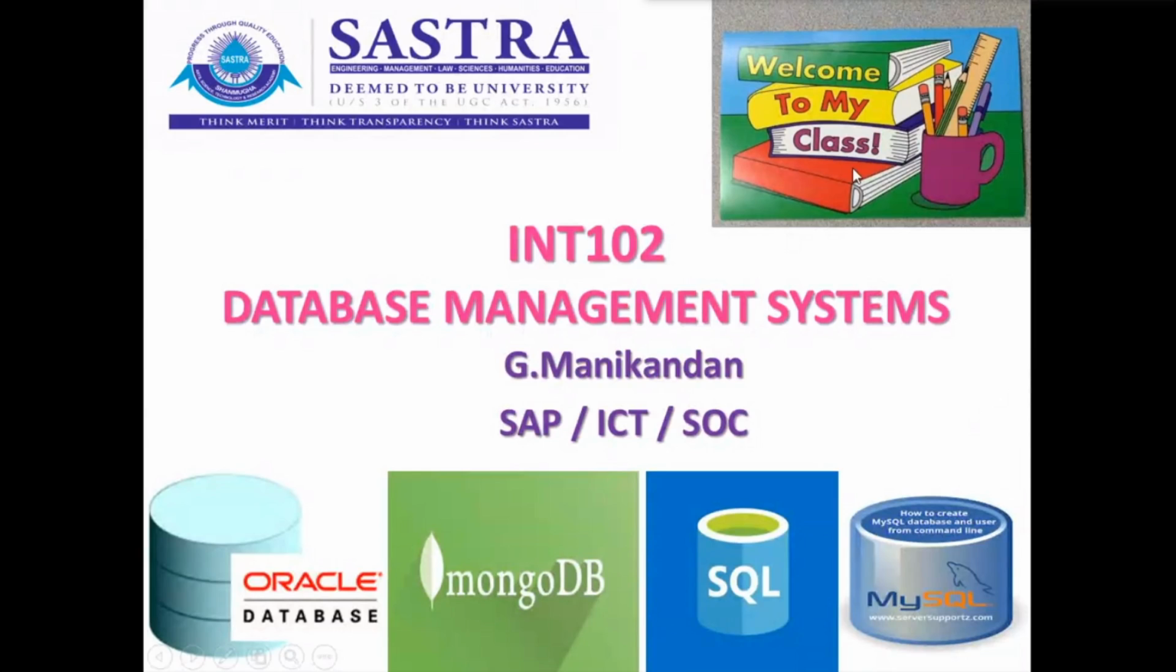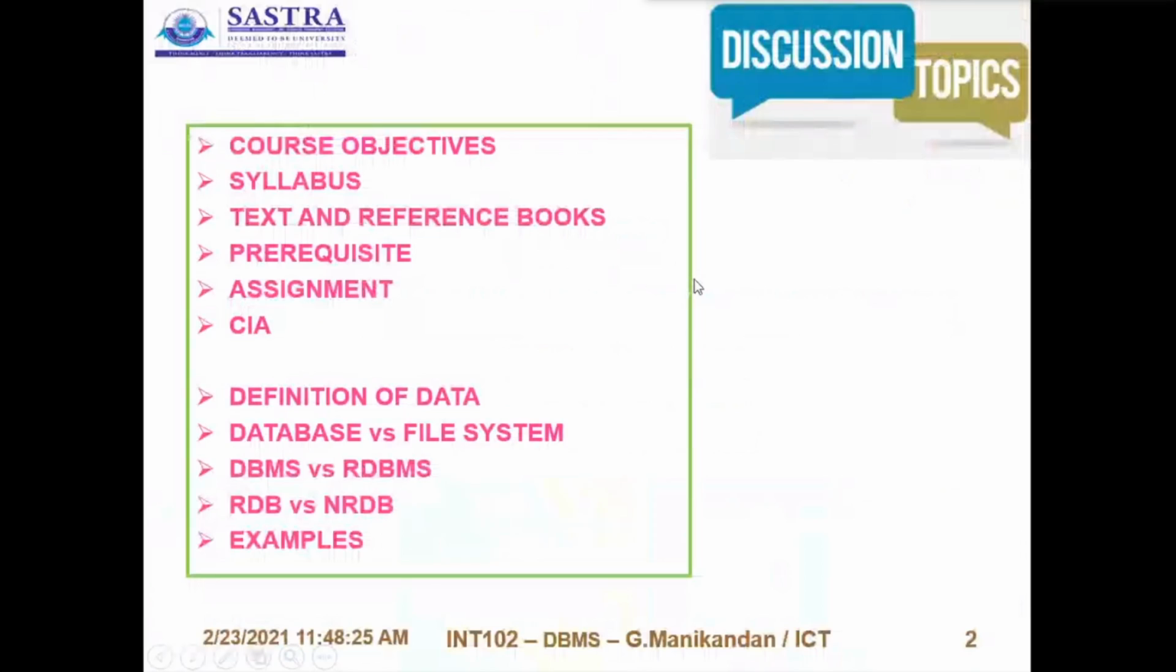So once again, welcome to this course. The course code is INT 102 Database Management System. These are the topics to be covered as part of today's presentation. I will start with the objective of this course. Quickly, I will cover what topics we are going to discuss as part of these 4 units, what is the prescribed book, prerequisite for this course, assignment related to this course, and what is the pattern we are going to use for the CAE.